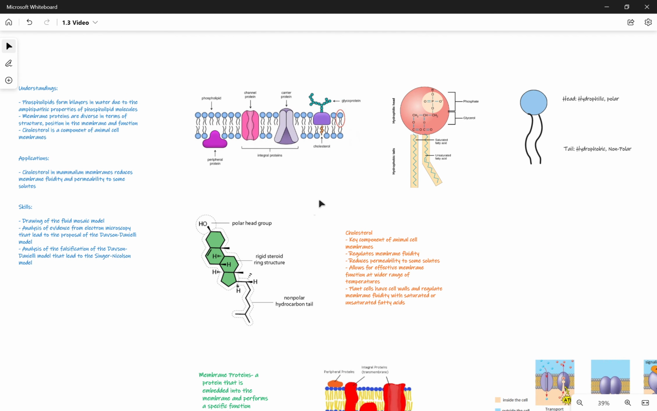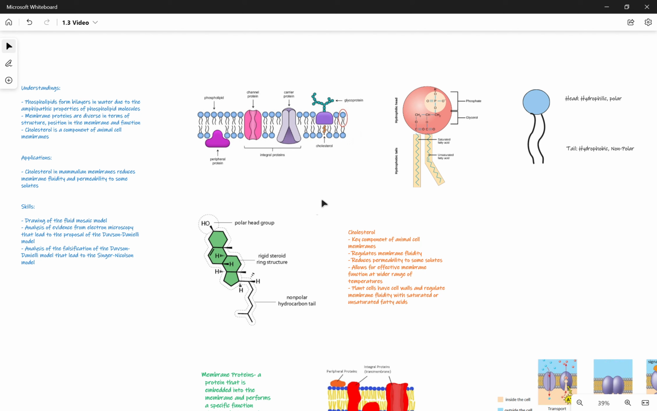So first off, membranes in cells are composed of small building blocks like these called phospholipids. They are comprised of a hydrophilic head and a hydrophobic tail. So the hydrophilic head is made up of a phosphate group and a glycerol, and the tails are made up of fatty acids, so long chains of carbons with hydrogens branched off of them.